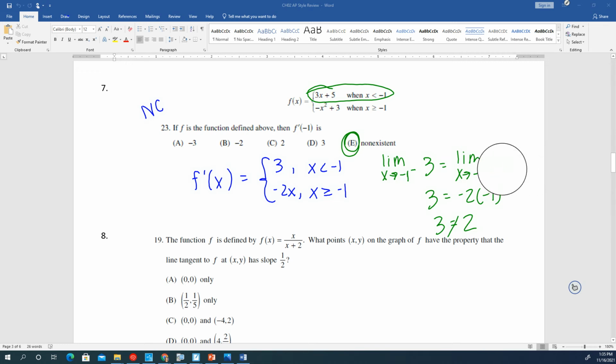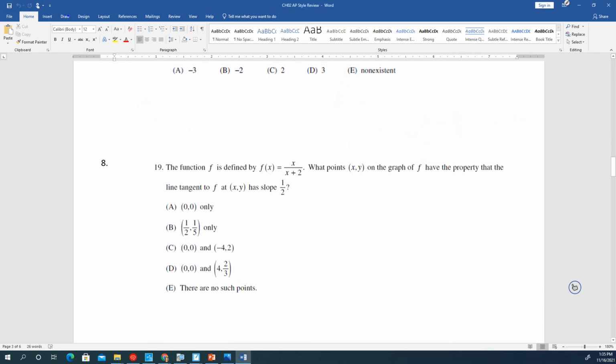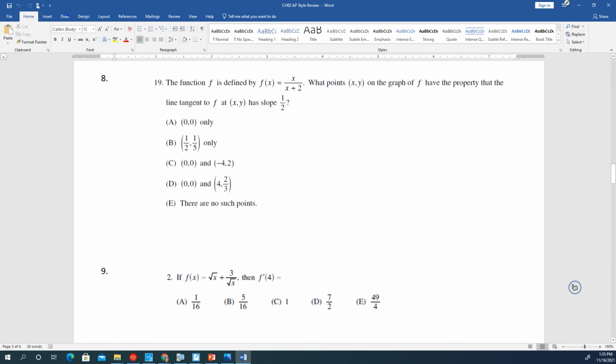Ooh, I like the next problem. Gary, overuse that saying a little bit. Only on these. Okay, here's my function, x over x plus 2. What points, x, y, on the graph of f have the property that the line tangent to your function at the point has a slope of 1/2?